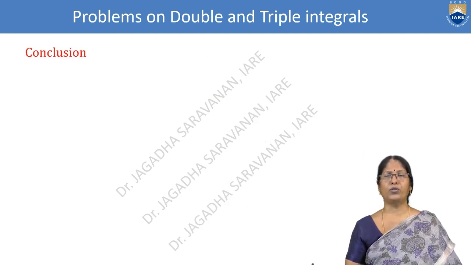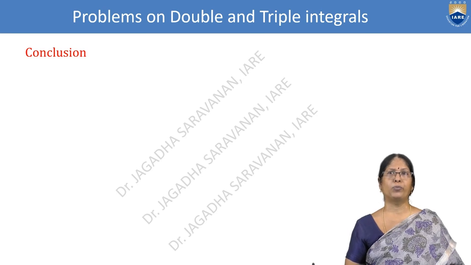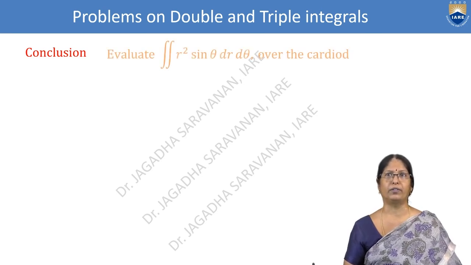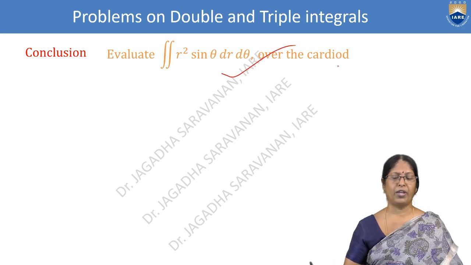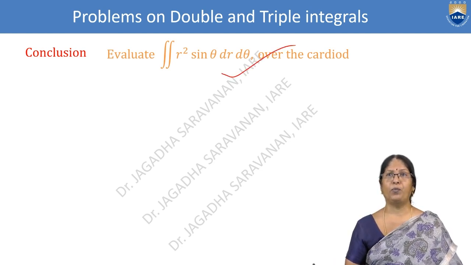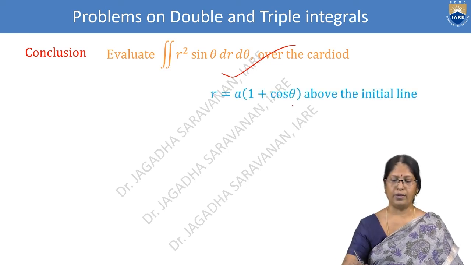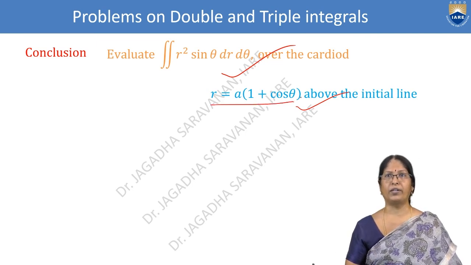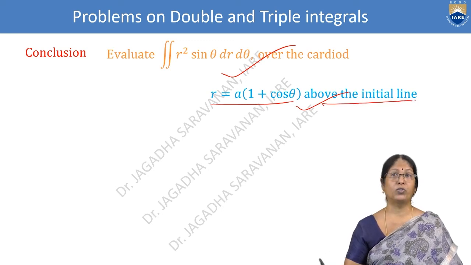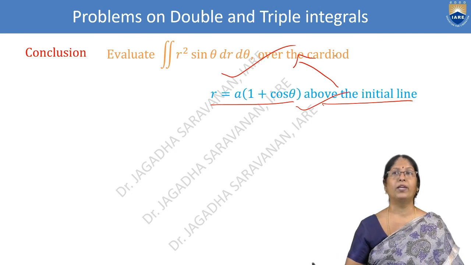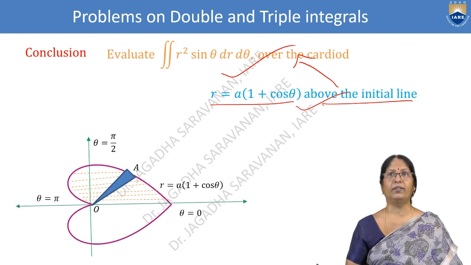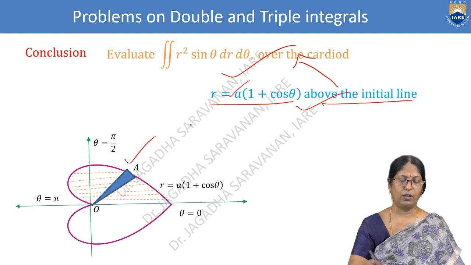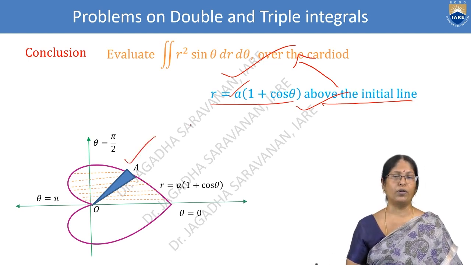We will come to a conclusion of this topic, that is problems on double and triple integrals. First, initially we have taken this problem, evaluate the integral of r squared sine theta dr d theta over the cardioid, and mainly we focused on the condition of the cardioid, r equal to a of (1 plus cos theta), and the condition regarding this particular problem, it is given above the initial line. According to this, the diagram which has been drawn.